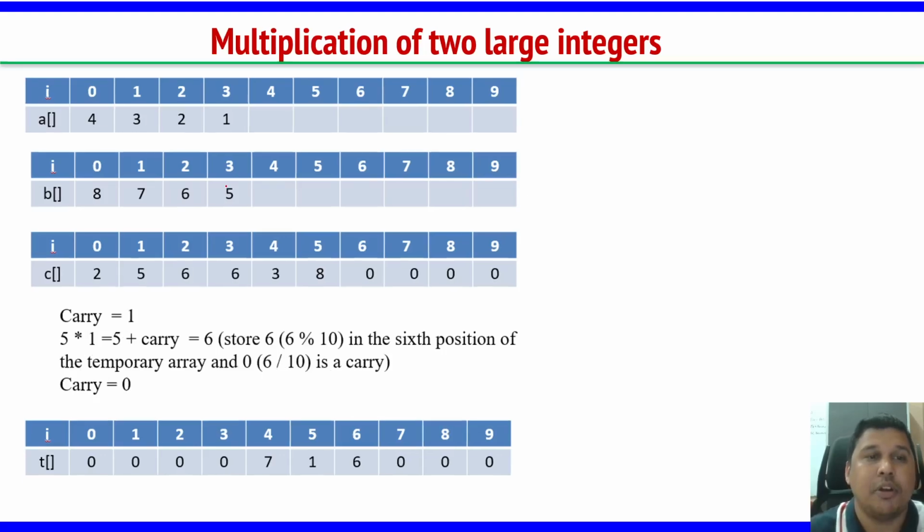And the final step, 5 into 1. So that is 5 plus the previous carry 1, 6. So 6 modulo 10 is 6, 6 is inserted here and the carry remains 0. Over. So the multiplying of 5 with 4 numbers is completed.